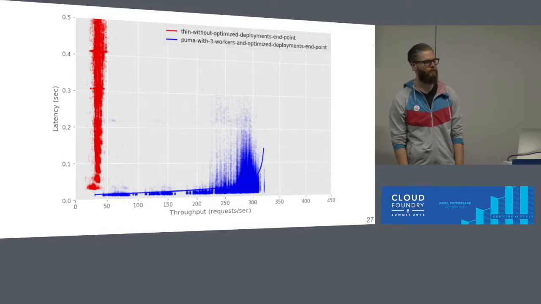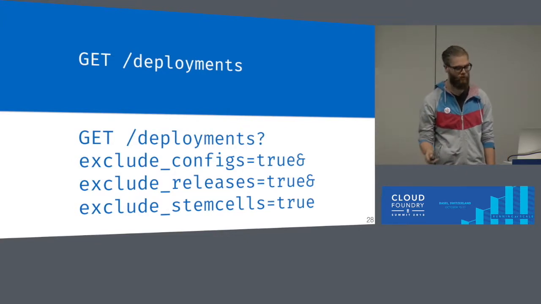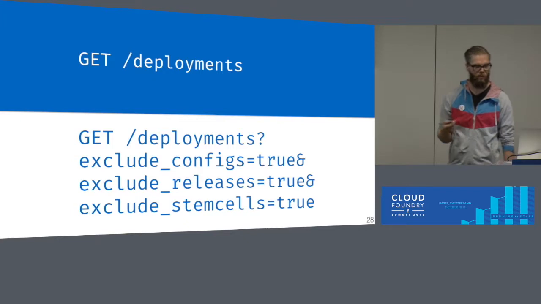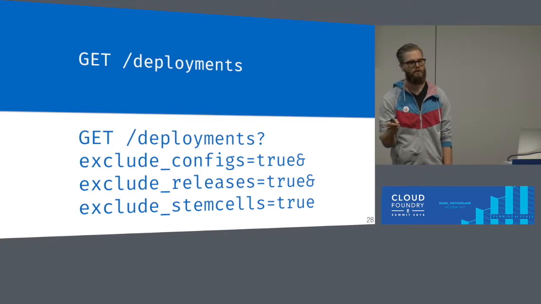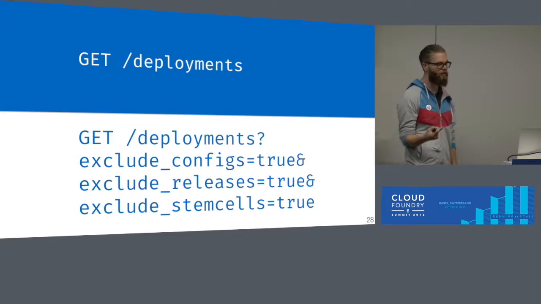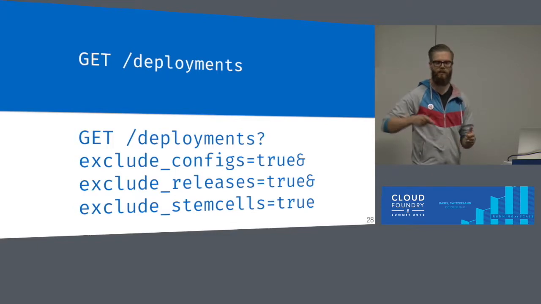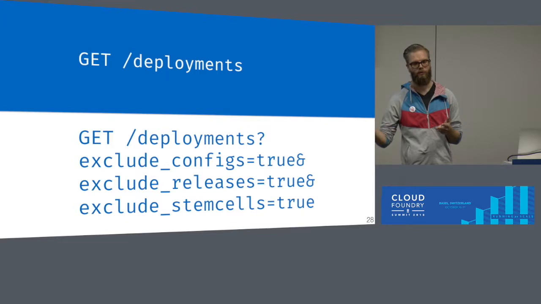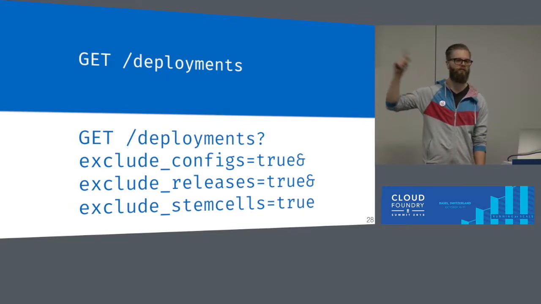At some point in time, though, this still wasn't enough, which meant we needed to switch the regular get deployments endpoint to something like this. So we introduce additional query parameters to exclude a bunch of stuff that we don't care about when we ask for the list of deployments. Traditionally, it also goes to the database, selects all the configs, all the releases, and all the stem cells associated with the deployment. You remember this complicated SQL join thing? Just get rid of it if you don't need it.